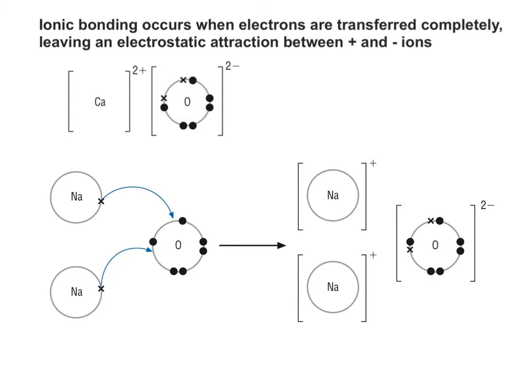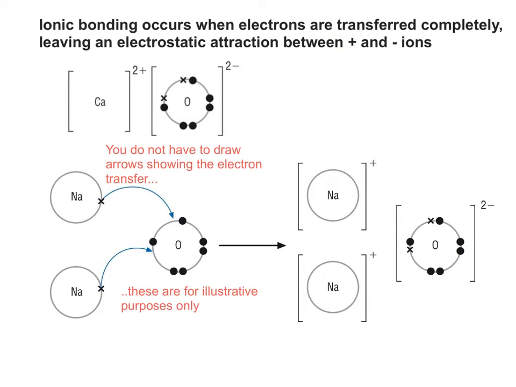So when we get ionic bonding, this is slightly different in that the electrons are transferred completely, and it leaves you an electrostatic attraction between positively and negatively charged ions. So you don't have to draw in arrows showing the electron transfer. This is just to illustrate what's going on between the 2 sodiums and the oxygen. But you do need to draw the oppositely charged ions close to each other to represent the electrostatic attraction.